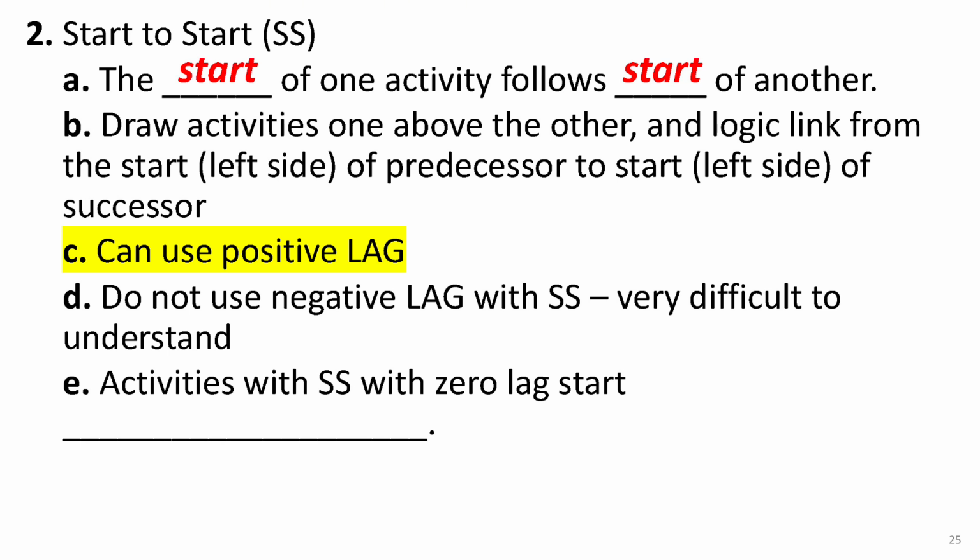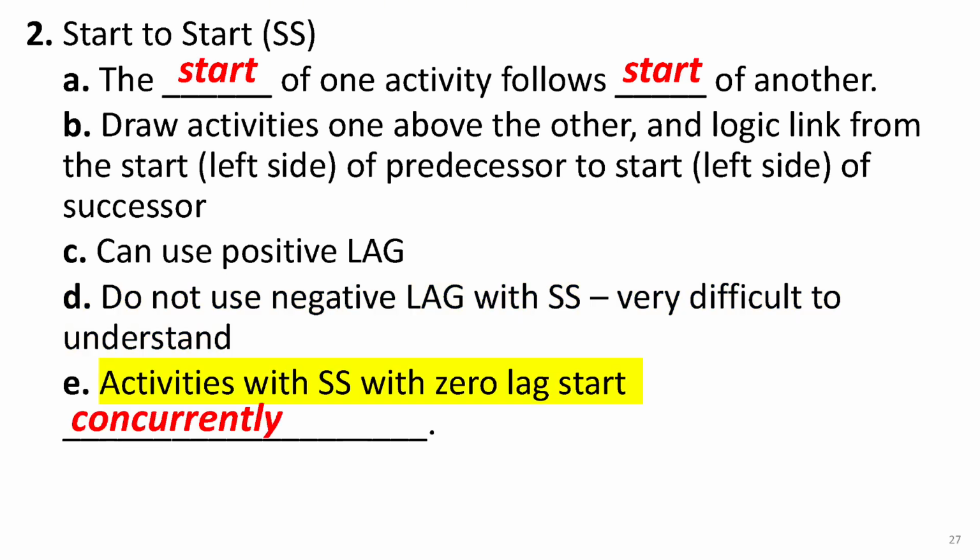This means the start of one activity must be delayed by a certain amount of time after the start of another. However, we do not recommend using negative lag with SS logic, as it can be difficult to interpret. When there is no lag time between activities with an SS relationship, they are called concurrent activities, meaning they start at the exact same time.